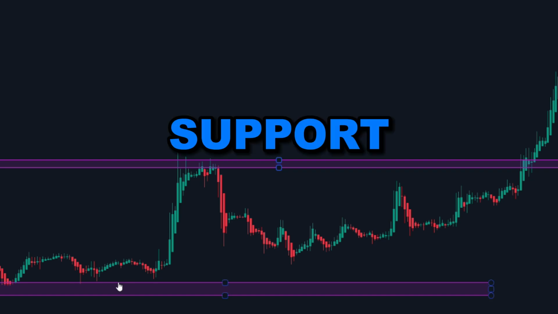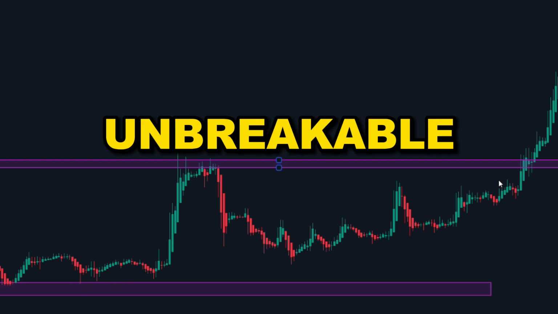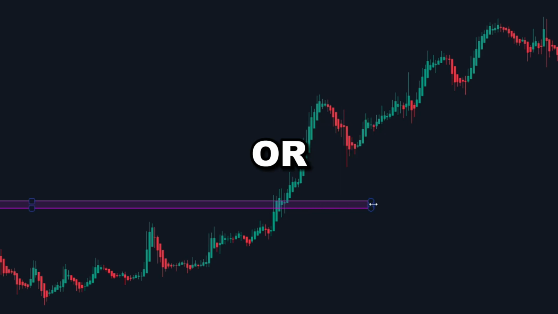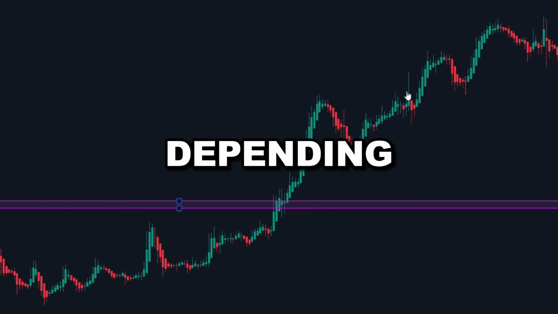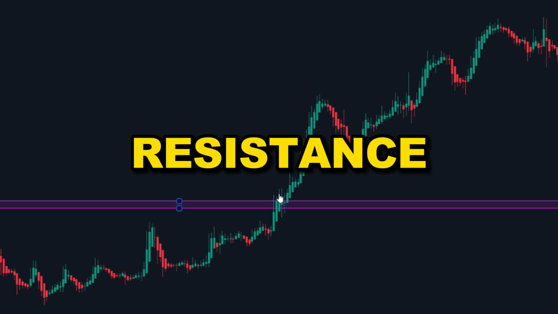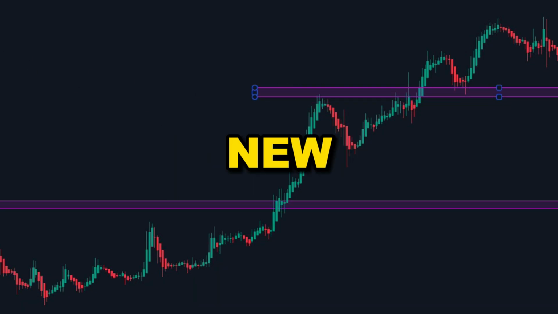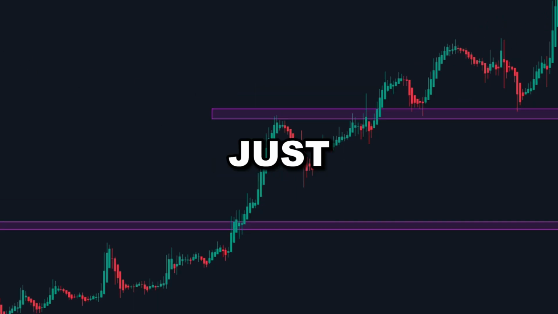However, our support and resistance zones aren't unbreakable. Sooner or later, the chart will break through either the support or the resistance zone. Depending on the case, the previous resistance zone becomes the new support zone, and vice versa. Now, with our new support zone, there also comes a new resistance zone, and so we just keep following this same concept.